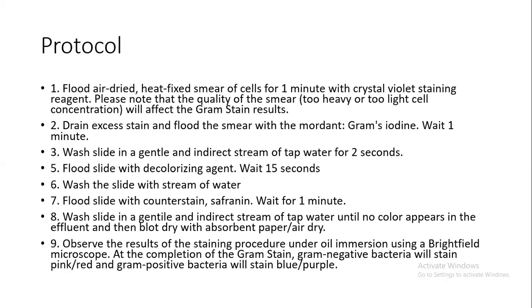Coming to the protocol for this method. Firstly, we need a bacterial culture for which we want to perform gram staining. So we need to prepare a smear of the culture on the slide, followed by air drying and heat fixing of the slide. After that, we need to stain our slide with the primary dye, that is crystal violet, for at least 1 minute. After which we drain out the excess stain and flood the smear with iodine, which acts as a mordant. And here we continue staining for 1 minute.